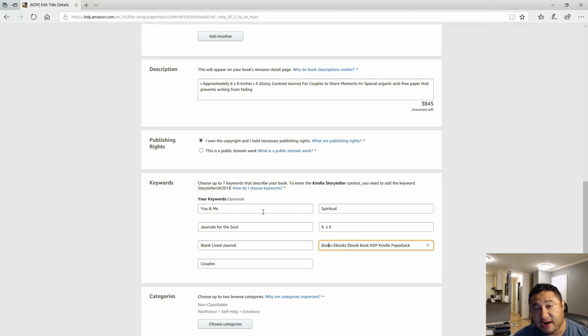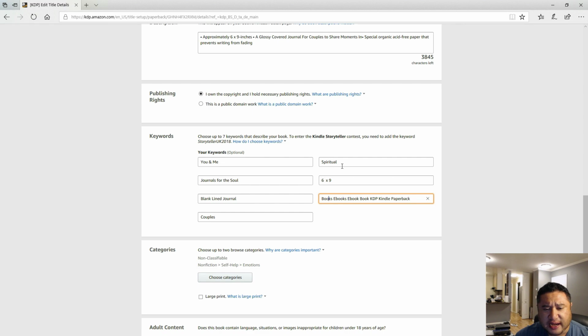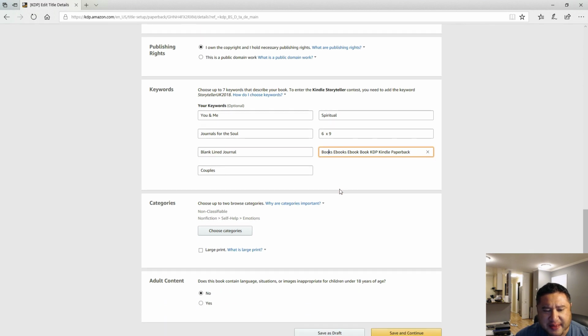One disclaimer I want to give is that you cannot use the word free in your keywords, so you can't say something like free blank lined journal. You also can't use profanity of any sort as a keyword, so any of the A words, B words, C words, D words, E, F words, and so on. Can't do that. I think that's pretty straightforward and pretty basic.